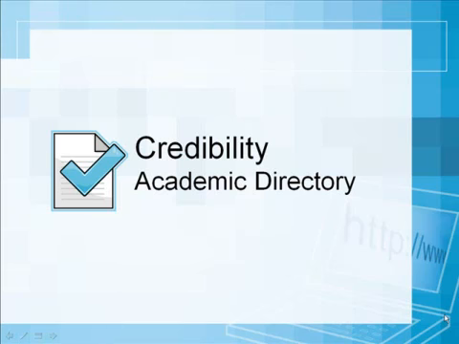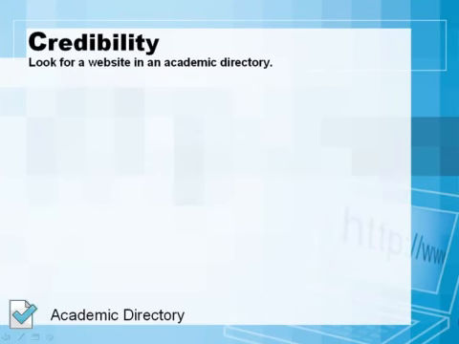Third, a way we can determine the credibility of a website is to start our search with an academic directory. An academic directory is a type of search engine that is put together by librarians, teachers, or experts in a subject. Editors select the websites to include based on their quality. You usually get fewer results, but they are the best sites. Here are a few tips to remember when you're using an academic directory.